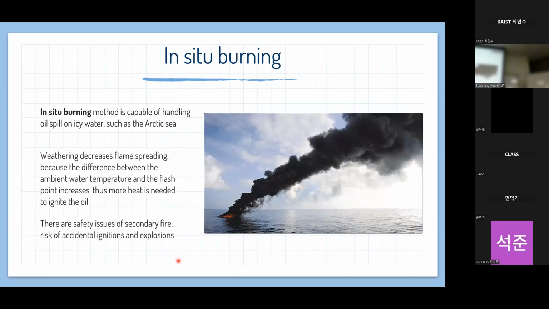Weathering decreases flame spreading because the difference between the ambient water temperature and the flash point increases. Thus, more heat is needed to ignite the oil. There are safety issues of secondary fire, risk of accidental ignition, and explosion in in situ burning.